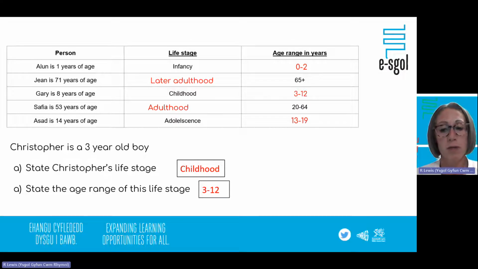Possibly what you could be faced with is a scenario of different people ranging obviously in different ages, and then you have to identify the age range and also the life stage. For an example now that we have on the screen, Alan is obviously 1 year of age. He is in infancy, so they've given you that information. You need to be able to identify the age range of an infant, and obviously that is 0 to 2. Jean then is 71. They've given you the age range in this situation, so you need to identify the life stage, which is late adulthood.